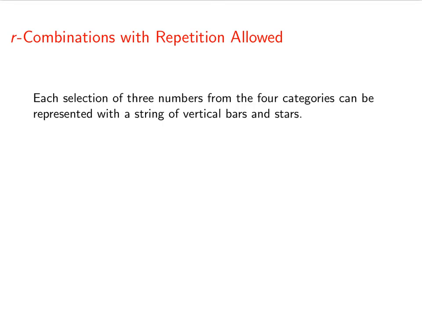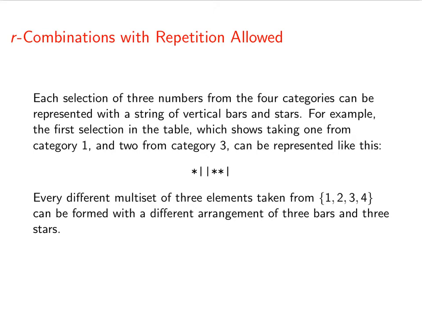So each selection of 3 numbers from the 4 categories can be represented with a string of vertical bars and stars. So, for instance, when we took 1 from category 1 and 2 from category 3, we can represent it like this. The bars are separating the stars. So what you see is, here's category 1. Category 2 has nothing. There's 3 things in category 3, and category 4 has nothing.